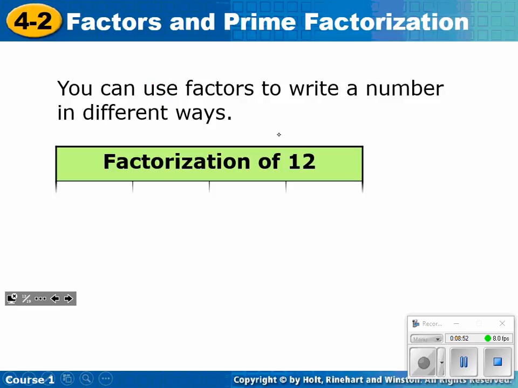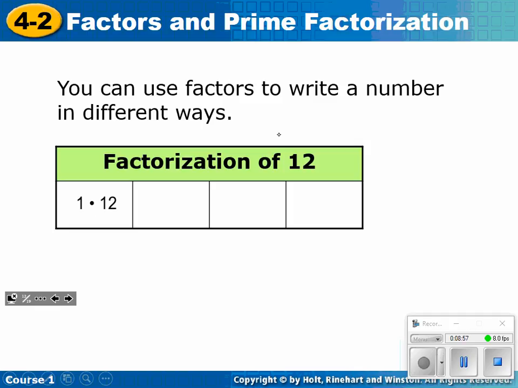You're also going to be asked to write numbers in different ways. You're going to say, what are different ways to write 12? Well, 1 times 12, 2 times 6, 3 times 4. You can also break it down even further. 3 times 2 times 2. Okay?